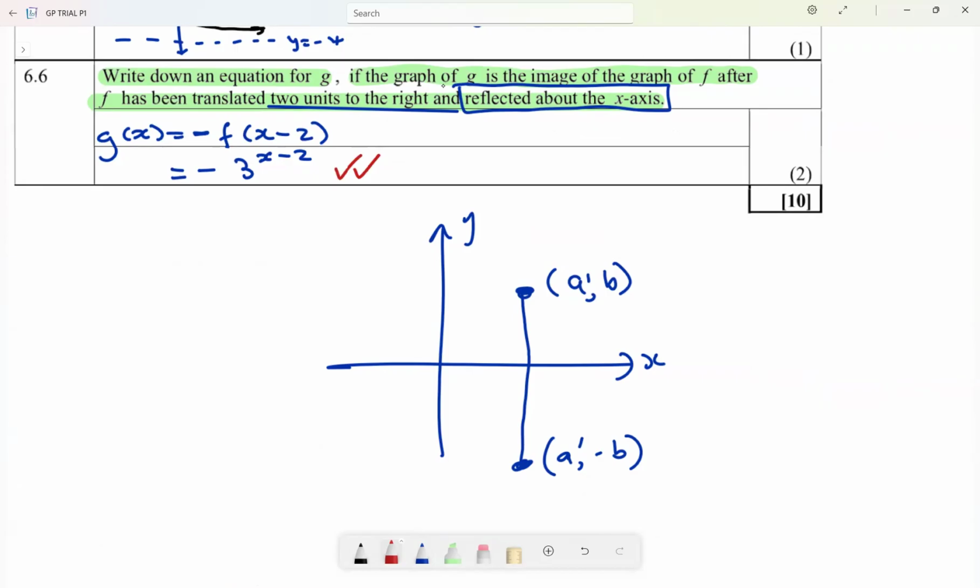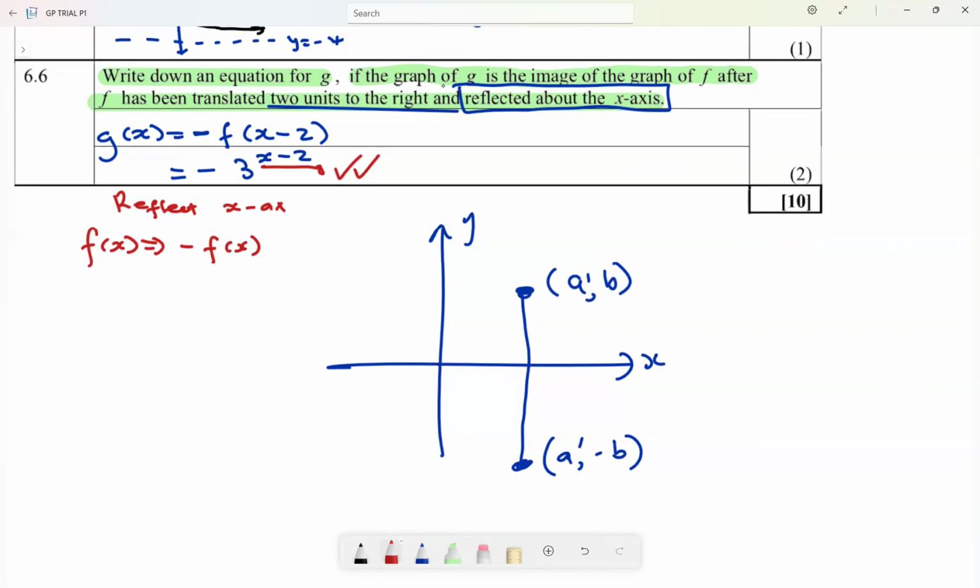Okay, it is translated 2 units to the right, and it was reflected across the x-axis. How do I know that? Let's start here. Let me make this make sense. Reflect across the x-axis. f of x changes to negative f of x because now the y value changes from being positive to negative.